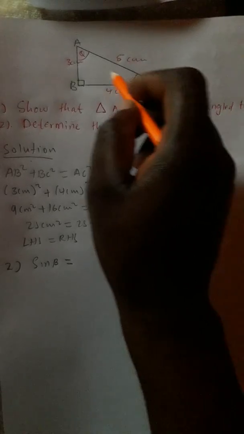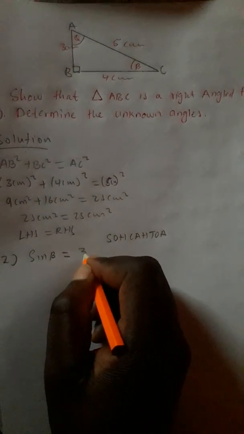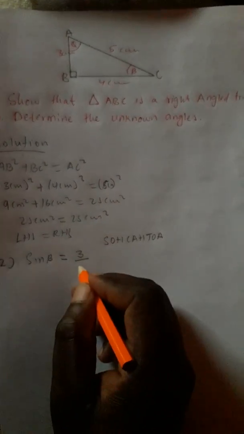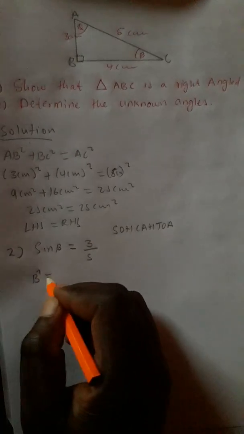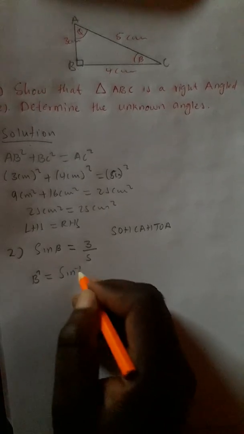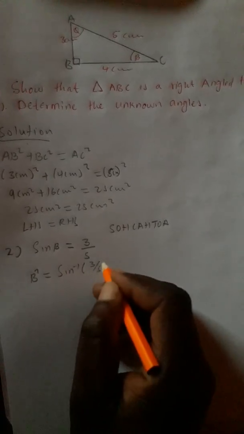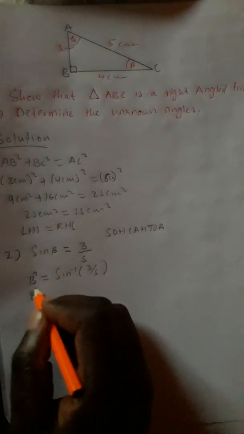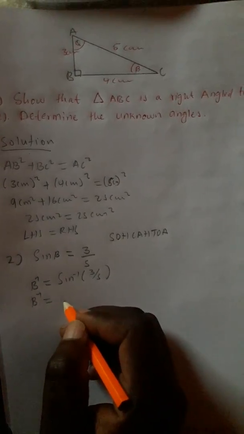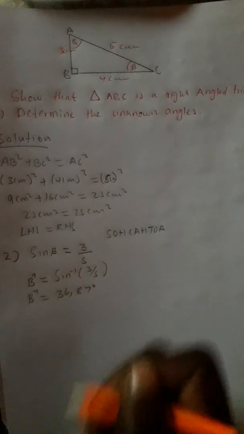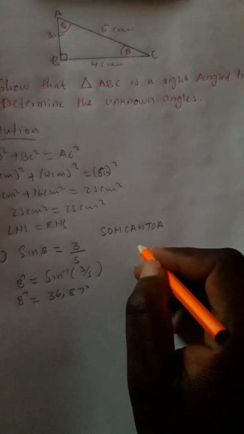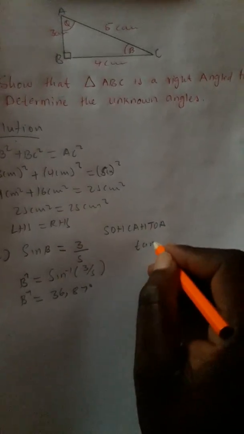The opposite of this angle is what? It is 3 centimeters, which will be 3. The hypotenuse will be 5. So now angle beta will be equal to shift sine of 3 over 5. Therefore beta will be equal to 36.87 degrees.